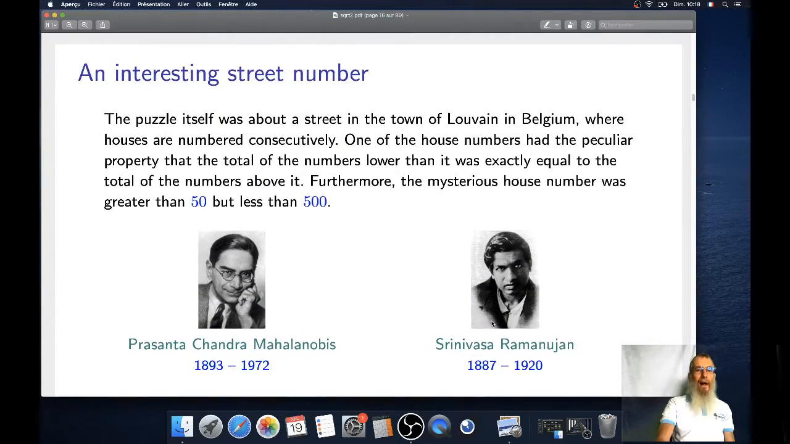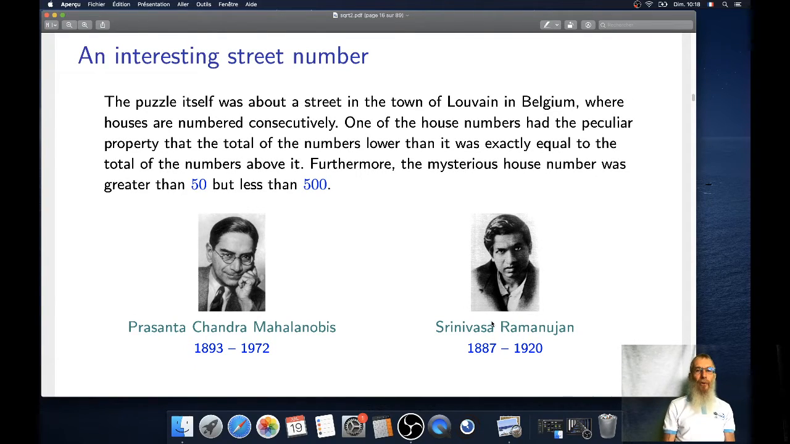I would like to explain how to use this continued fraction to solve a puzzle that was asked by Mahalanobis to Ramanujan in the beginning of the 20th century. So Mahalanobis asked the following question. There is a street in the town of Louvain in Belgium where houses are numbered consecutively. One of the house numbers had the peculiar property that the total of the numbers lower than it was exactly equal to the total of the numbers above it. Furthermore, the mysterious house number was greater than 50, but less than 500.